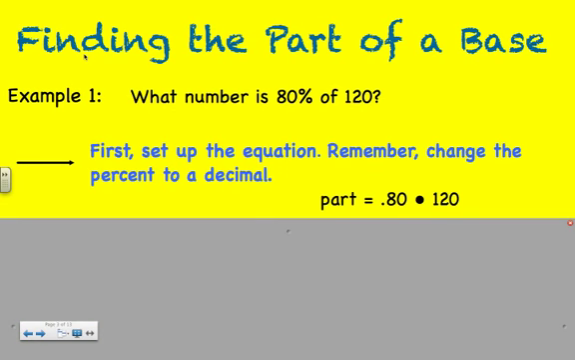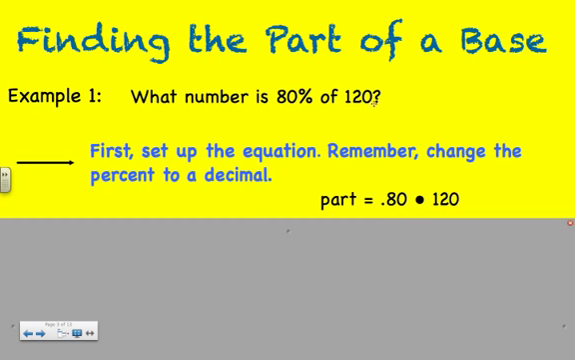Okay, we're going to find the part of a base. Again, this is almost identical to the three examples we did in section 9.2. First, we're going to find what number is 80% of 120. So the first thing we want to do is set up the equation. And remember, our percent is going to be a decimal. When we change it to a decimal, we just move it 2 to the left. So part equals 0.8, we could put 0.80, times 120.